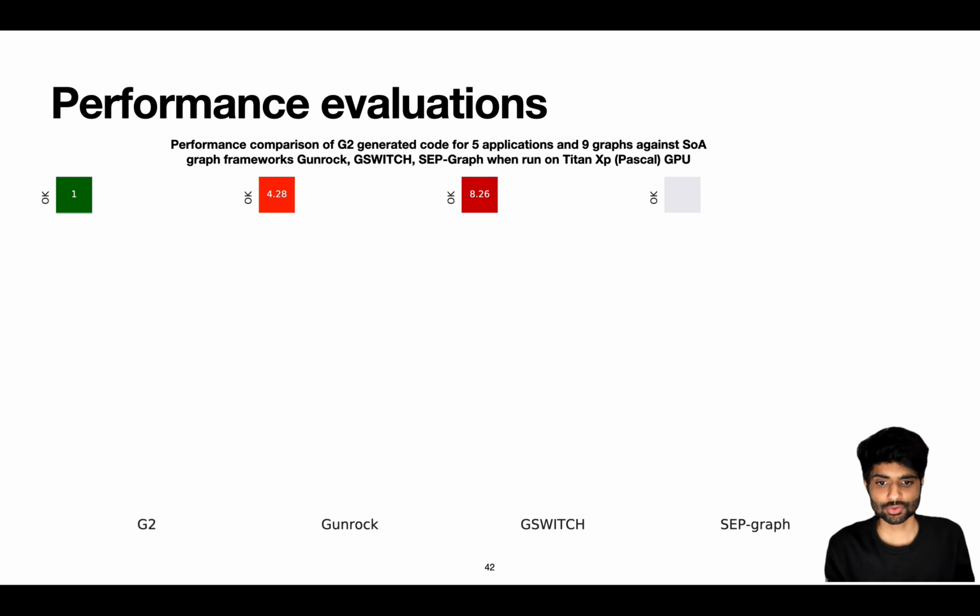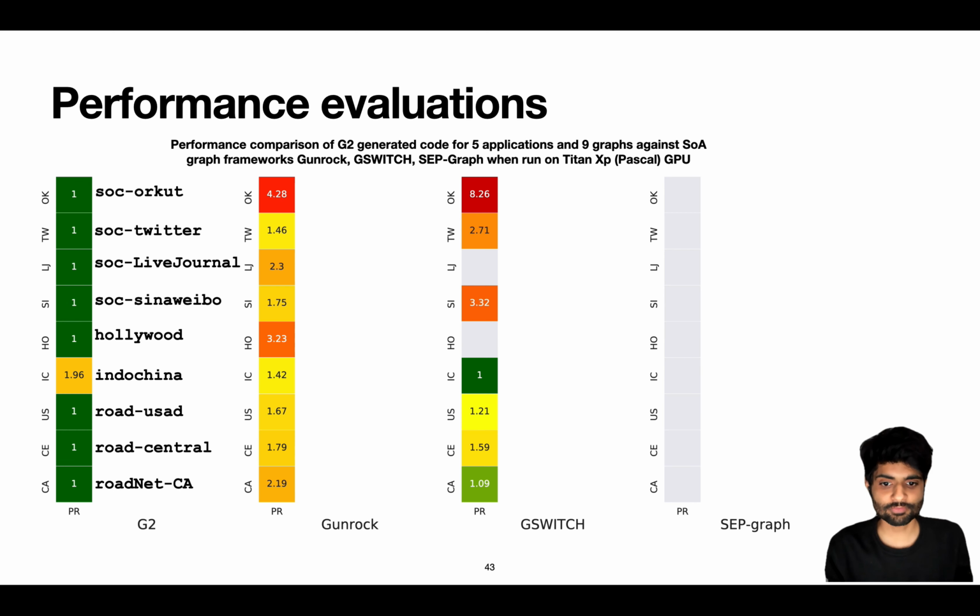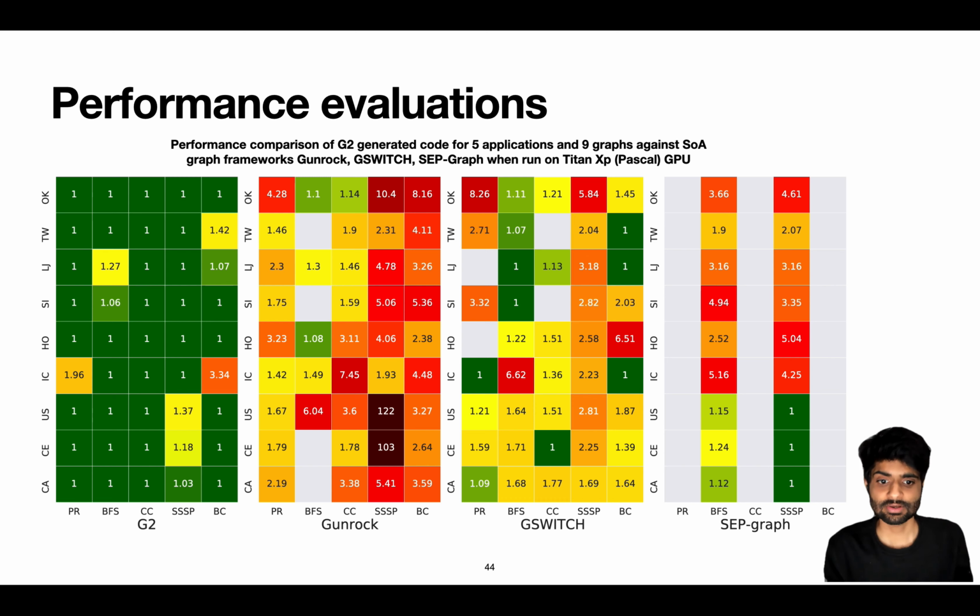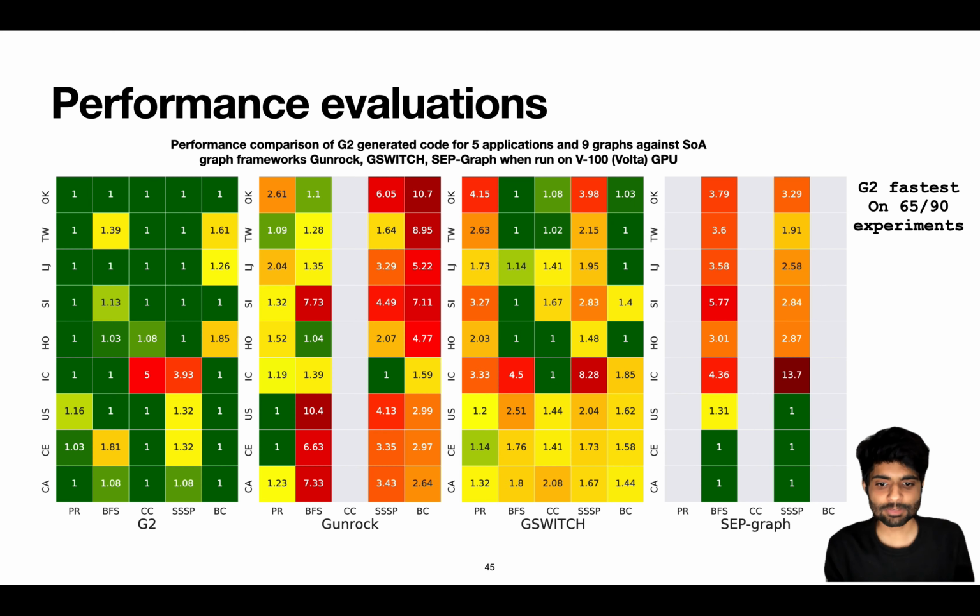The heat map here shows the relative slowdown of each of the frameworks as compared to the fastest framework in the category. A number 1 in green means the framework performs the fastest in the experiment. A number like 4.28 in red means that the framework performs 4.28x slower than the fastest framework. A gray square means that the framework doesn't support the particular algorithm or graph input. We repeat the experiments on all of the 9 datasets and the 5 algorithms, and here are the results. We also repeat the experiments on the Volta generation GPUs, giving us a total of 90 experiments. G2 performs the fastest on 65 of these experiments.